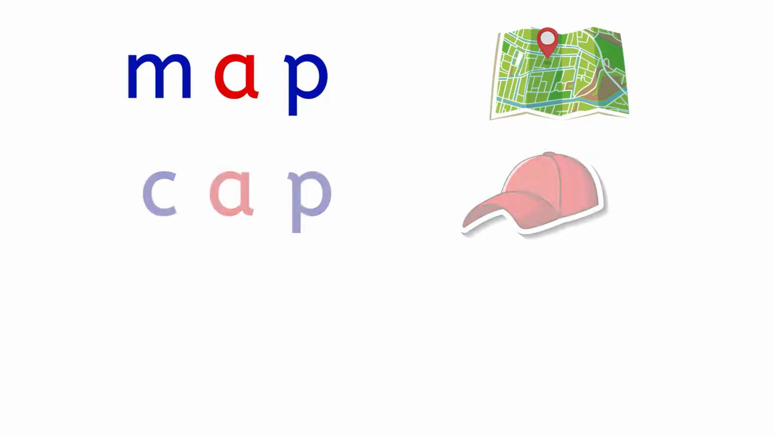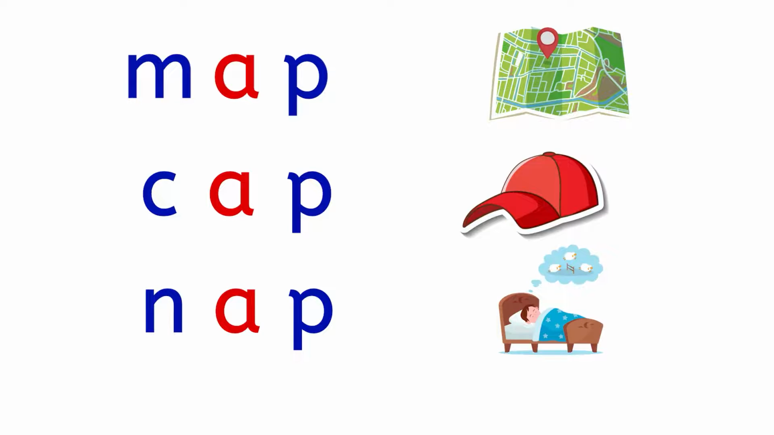Map and cap are in the same family. Their ending sounds are the same. Only the beginning sounds, m and k, are different. Can you think of another word in the ap family? Map? Cap? Nap! When I'm tired, I love taking a nap. This family is the ap family.